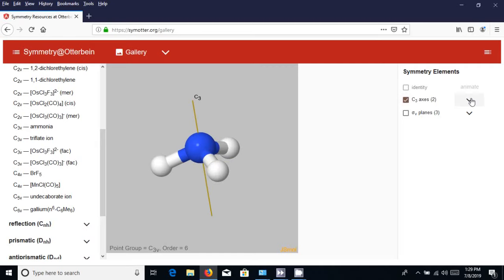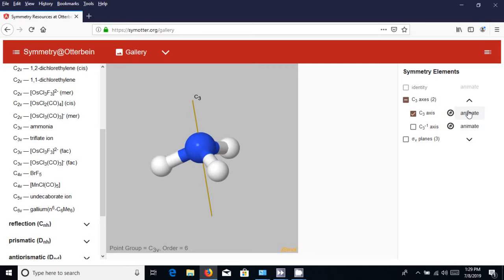If I animate this particular one, you can see here, this is the animation, right? You can very beautifully see a 120-degree rotation, clockwise or anticlockwise. These three hydrogens are exchanging positions, right? You know 360 degrees is the identity. If you divide 360 by 3, that gives you 120 degrees. So a 120-degree rotation means a C3 axis is present. One more time you can see here, right?